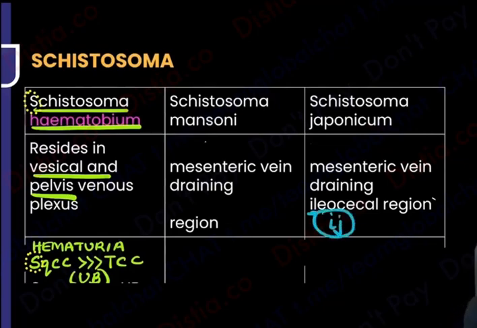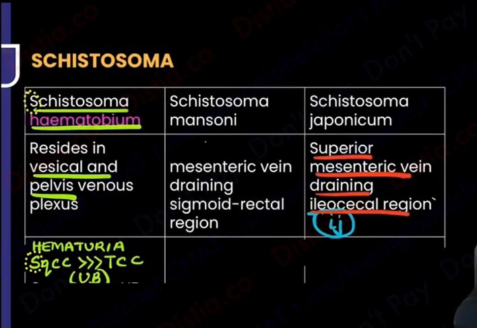Japonicum goes in the ileum, the ileocecal region. That means the superior mesenteric venous plexus is going to go into the ileocecal region. Obviously Mansoni will go into the large intestine, the sigmoidorectal region, and that will be by the inferior mesenteric venous plexus. So as simple as that, in the ileocecum we are going to have Schistosoma japonicum.